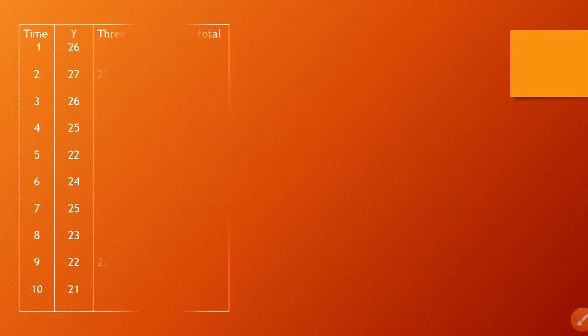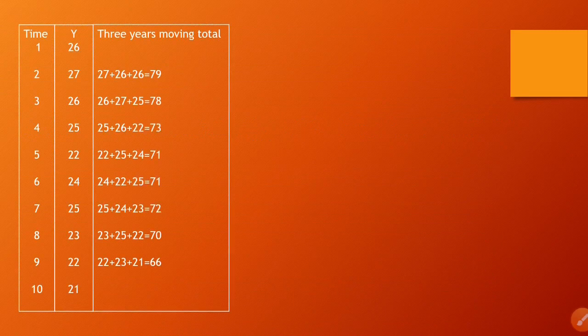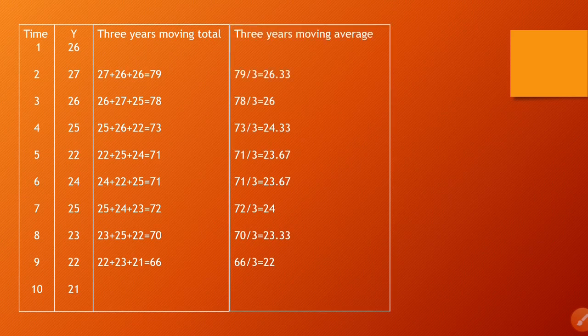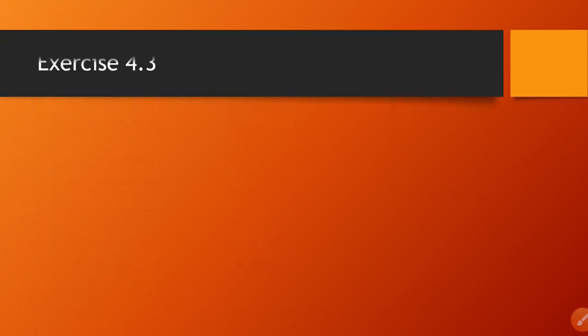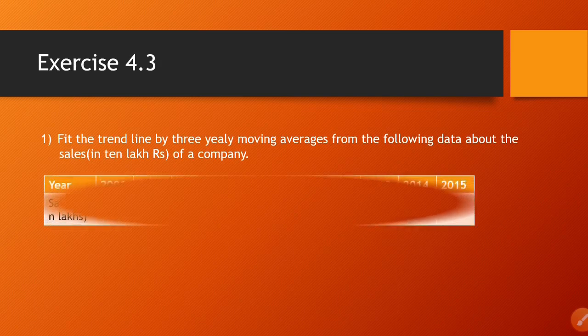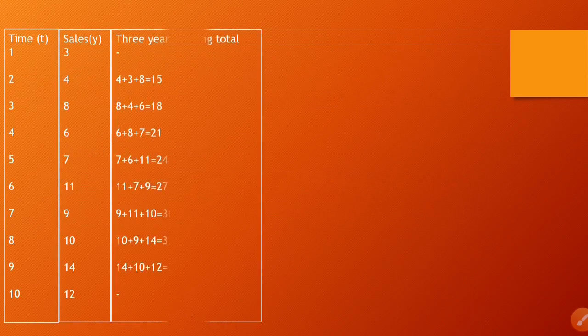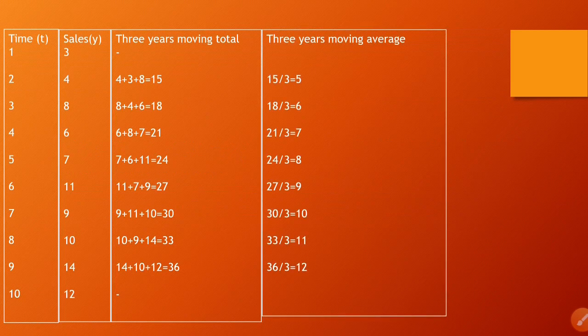Illustration 8 also we have seen. You can see 3 years average, 1 year itself, one up and one down, and you know that the first and last year will be blank. Then we have done exercise 4.3, the first sum. So today we'll be starting the next one.